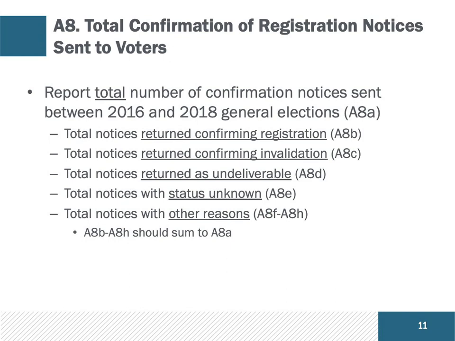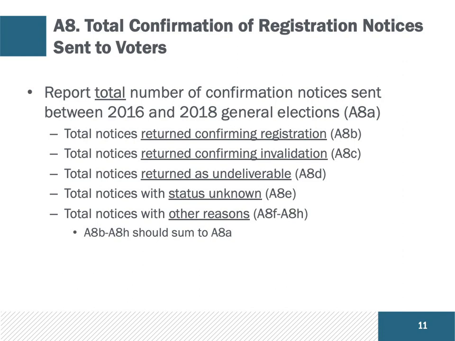For question A8A, you'll report the total number of confirmation notices your jurisdiction sent out. For each notice, further classify it according to the categories listed in the question. If the notice was returned confirming an individual is still eligible to vote in your jurisdiction, record it in A8B. If the notice was returned confirming the individual is no longer eligible, record it in A8C. If the notice was returned as undeliverable, record it in A8D. If the status of the notice is unknown, record it in A8E.